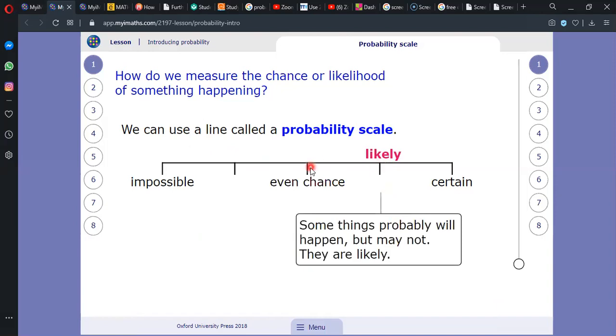Also, in between even chance and certain means that it's not certain, and it's not a 50-50, but it's just close to certain. We use the word likely, because some things probably will happen, but we can't say they might not happen either. So we use the word likely if it is closer to the fact that it may happen, but it's not certain. All right.